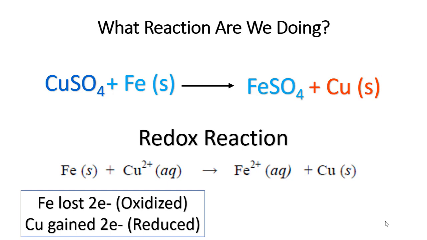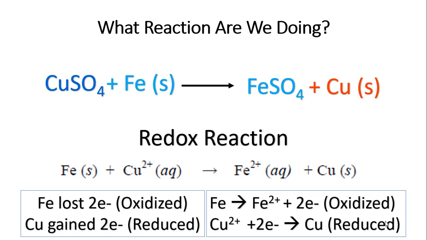So what actually happened is iron lost 2 electrons, right? You can see here, iron went to iron 2+, and then copper gained 2 electrons because it went from 2+ to 0. And so you can also write that redox reaction as what we call a half reaction, which is shown here, right? Where you have iron going to iron 2+ plus 2 electrons, and then copper 2+ plus 2 electrons going to copper 0. So the iron gets oxidized and the copper got reduced. All right, so let's talk about this a little bit further.